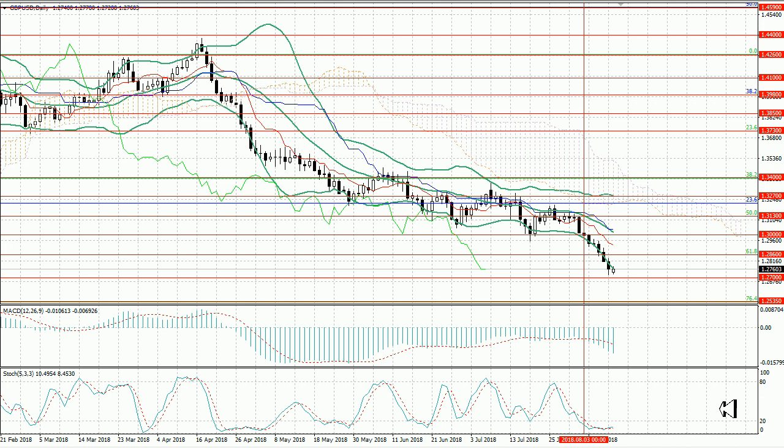The pair pound-dollar last week continued its decline, and this week it can reach the level of 1.27. When it breaks down, the price may drop to the level of 1.2535. Otherwise, we will see an upward correction to the level of 1.2860 and 1.30 in the mid-range of the Bollinger Bands. Technical indicators confirm the decline.